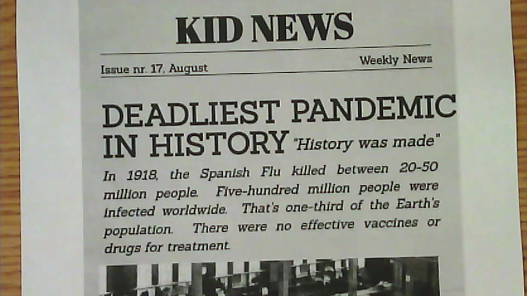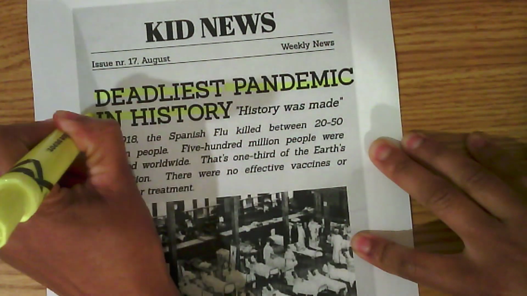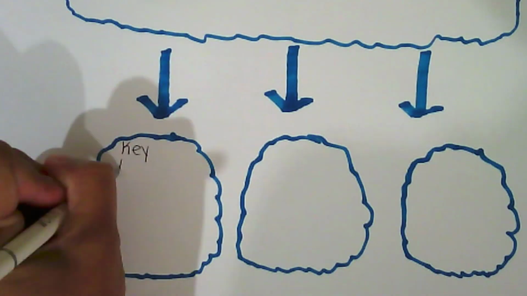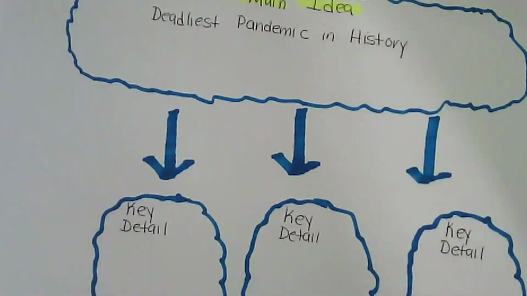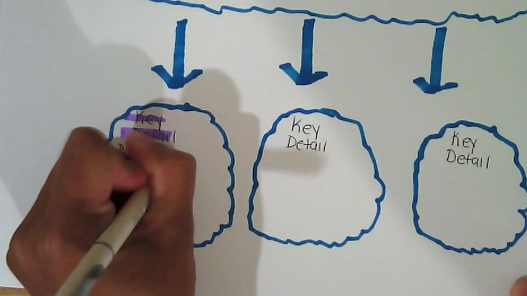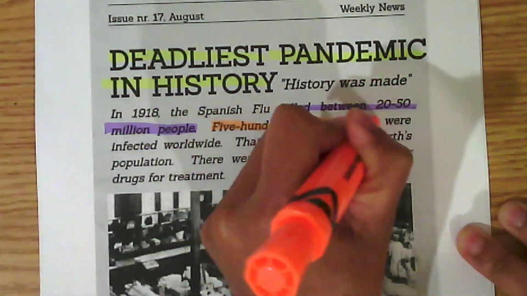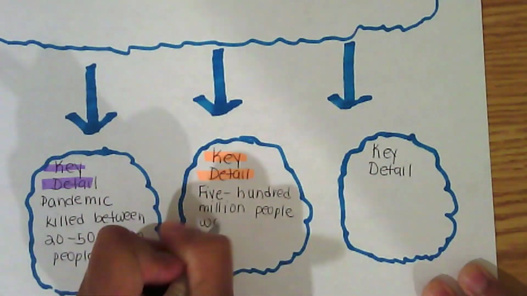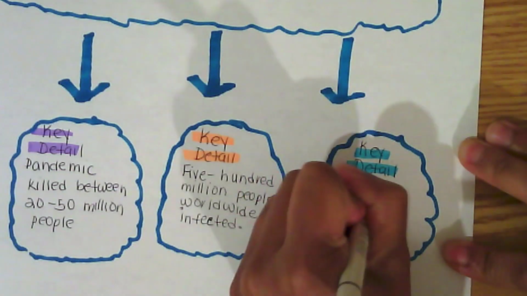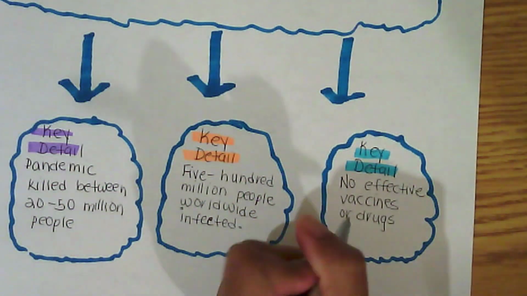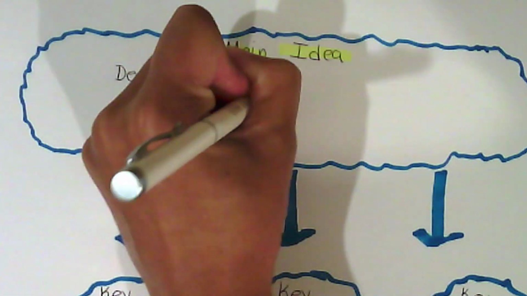Based on the information, the main idea is about the deadliest pandemic in history. What key details do we have? Well, first we have that the pandemic killed between 20 to 50 million people. We also know that 500 million people were infected worldwide, 1/3 of the Earth's population. And last but not least, we know that there were no effective vaccines or drugs to treat this pandemic. The key details help determine that the main idea of this text was the deadliest pandemic in history.